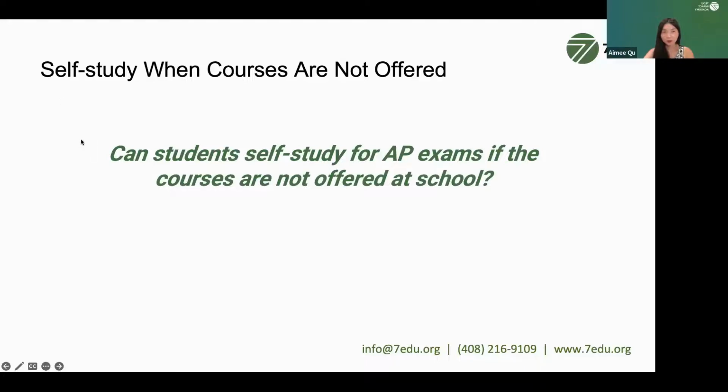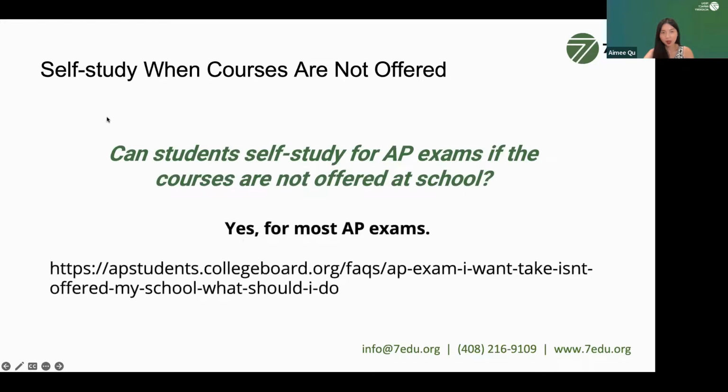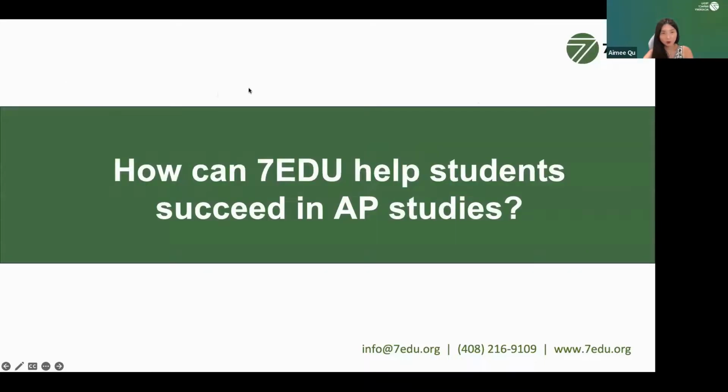Okay, thank you so much, Julian and Dr. Yan. So we are also aware that sometimes students' schools don't offer the AP courses, such as psychology. I know sometimes schools don't offer that, or environmental science. So can students self-study for AP exams? Yes, right. In fact, the College Board offers, I believe, a list of AP exams that they recommend students can self-study for, and exams that students are not able to. So if you're interested, please do refer to that list. And also know that there are a variety of resources that 7EDU offers for students whose courses are not offered by their schools.